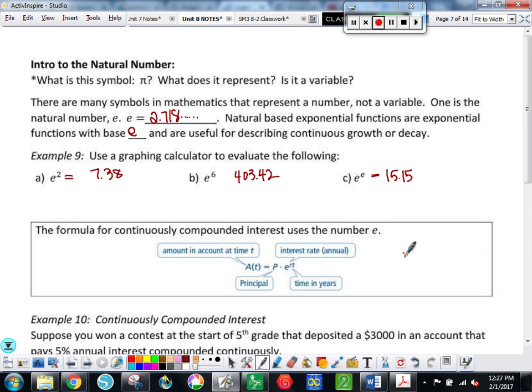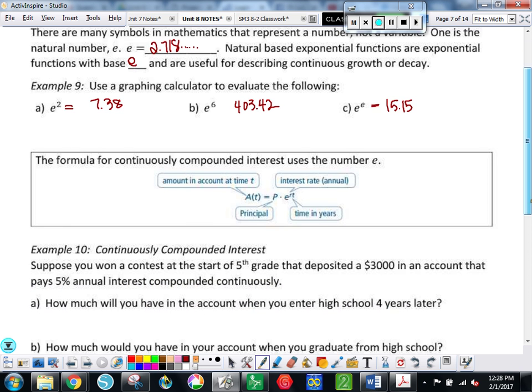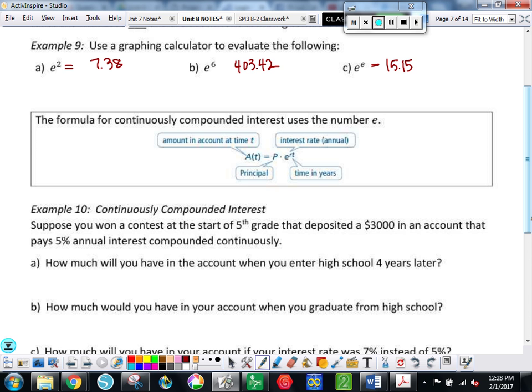Okay. Now there's another equation that we will be using with regards to growth. And the key word here is continuously. So the formula for continuously compounded interest uses the number e. So just like last time, A is the amount in the account after t time. P stands for principal, r is the interest rate, and t is the time in years. These two formulas you need to have memorized, and you need to know when to use them.